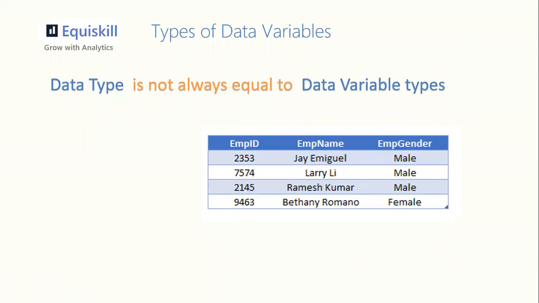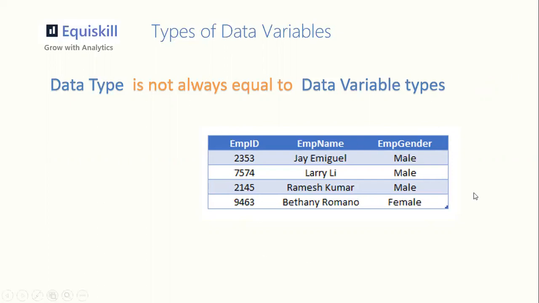Now, it's important to understand a concept that a data type is not always equal to a data variable type. So very often you see people equate a data type with a data variable type. Now, these are very different things. A data type in IT, in any programming language, whether it's C, Python, or R, is not necessarily the same as the data variable type. Now, let's understand this a little bit better.